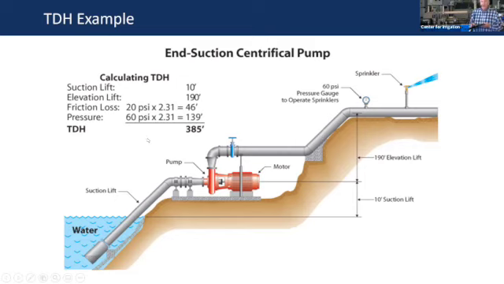So the total dynamic head in this example would be 385 feet, along with whatever flow rate has to come out of that pump. And if you have more TDH or more flow, it's going to take more horsepower or more energy. So you want to do it as efficiently as possible. So this is just one example.